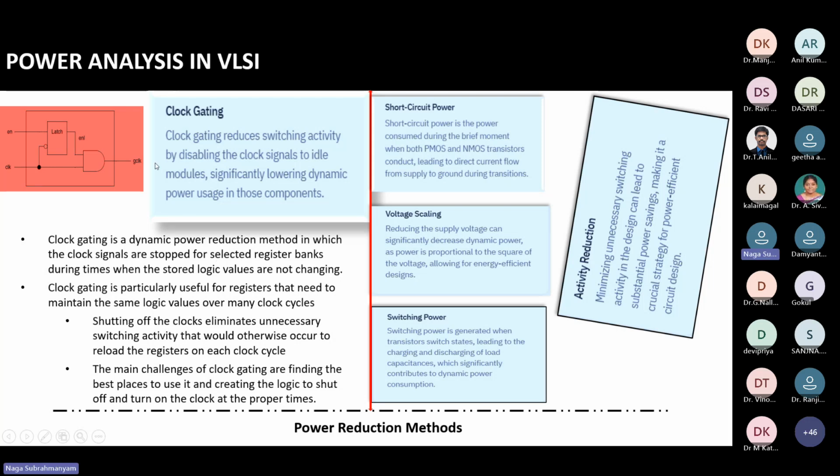The clock extremely consumes dynamic power. We have to gate it, means we have to control it. Why do we need to control it? Did anybody? Just give a try.